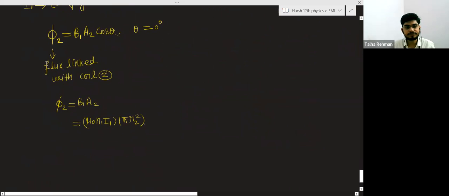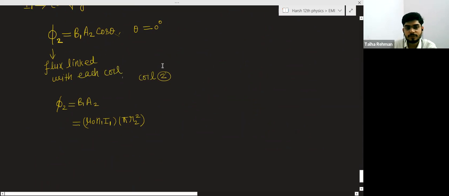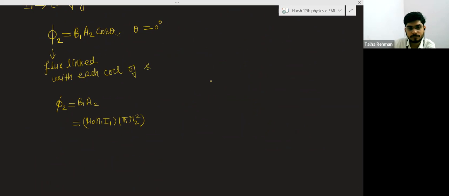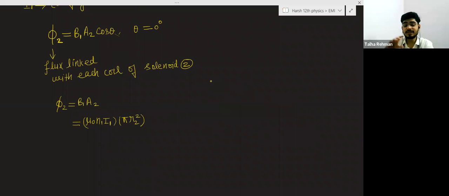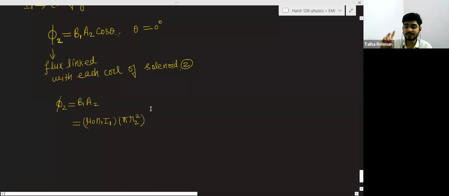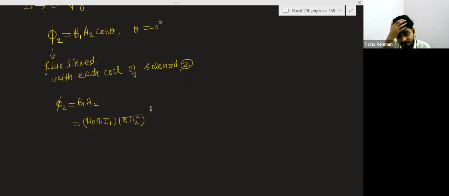So what is this? You can write phi 2 as the flux linked with each coil of solenoid 2. This is the phi 2. What is phi 2? Phi 2 is the flux linked with one coil. Okay, and now see.